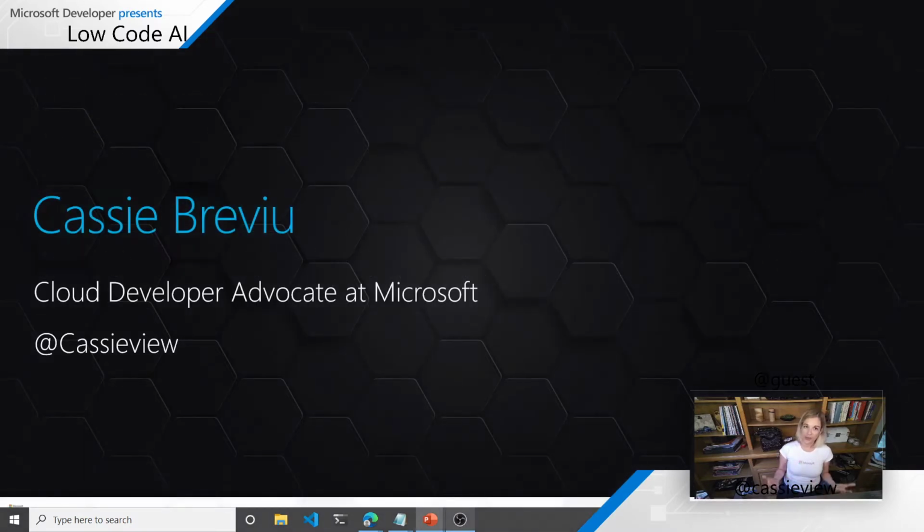So first, I'll start with who am I? So I am Cassie Breviu. I'm a cloud developer advocate at Microsoft. My background is actually as a full stack .NET software engineer, and then I transitioned into doing more AI stuff a couple years ago. I love it.